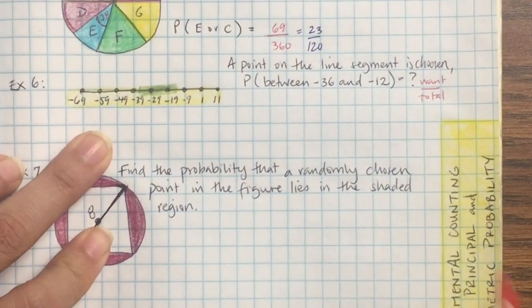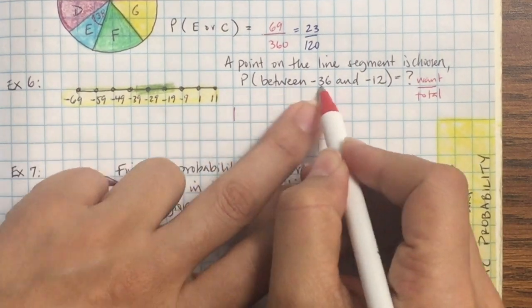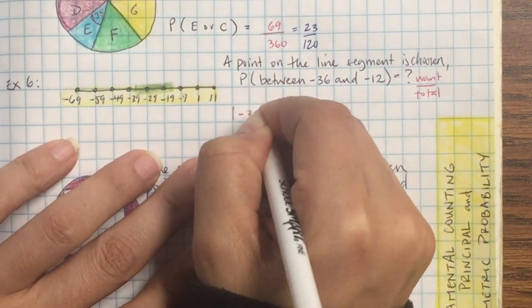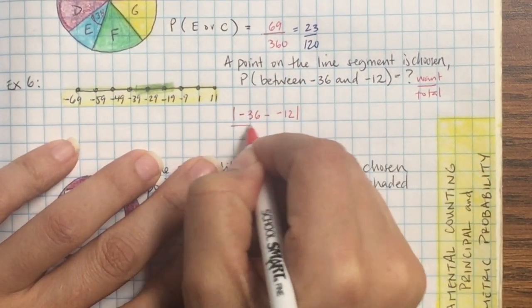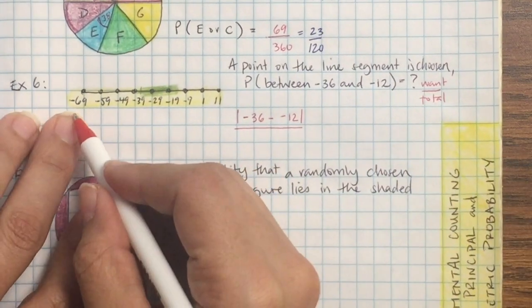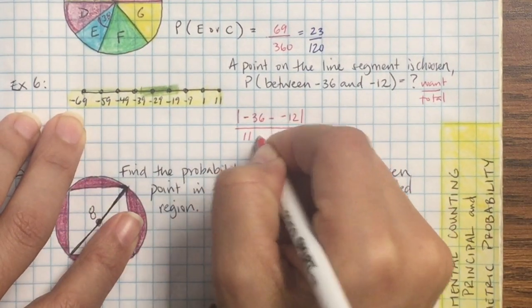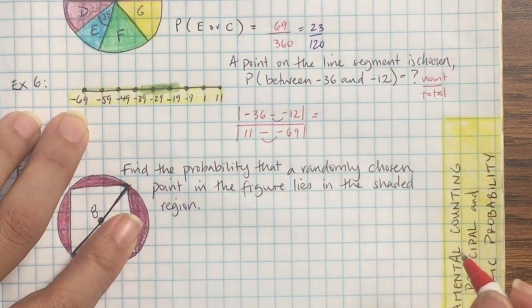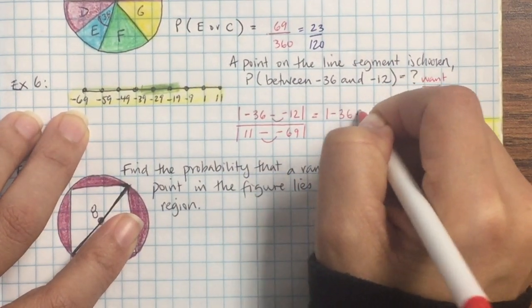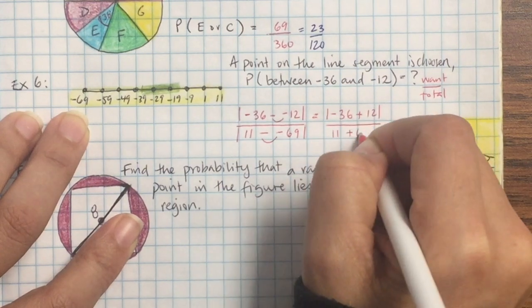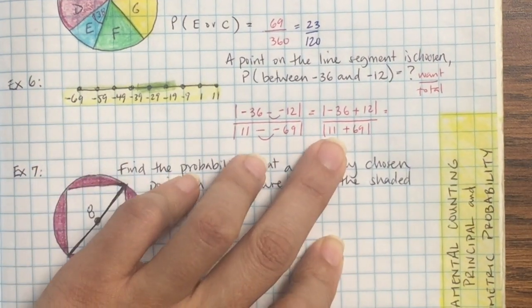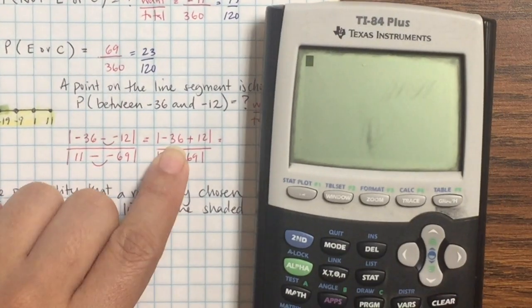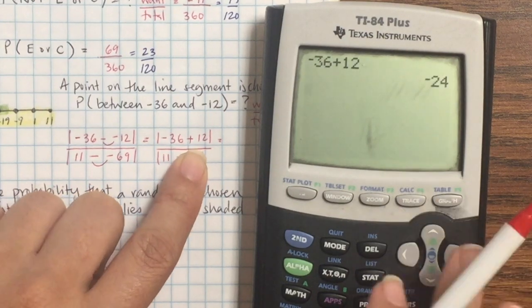So it's a little hard to do this over a picture, so now we just use absolute value. Negative 36 minus negative 12 over the whole thing total, which is 11 minus negative 69. And the order of it doesn't matter. That's why we do absolute value. Two negatives make a positive, so you're going to get negative 36 plus 12, and 11 plus 69. Punch that in the calculator, you're going to get 24 over 80.